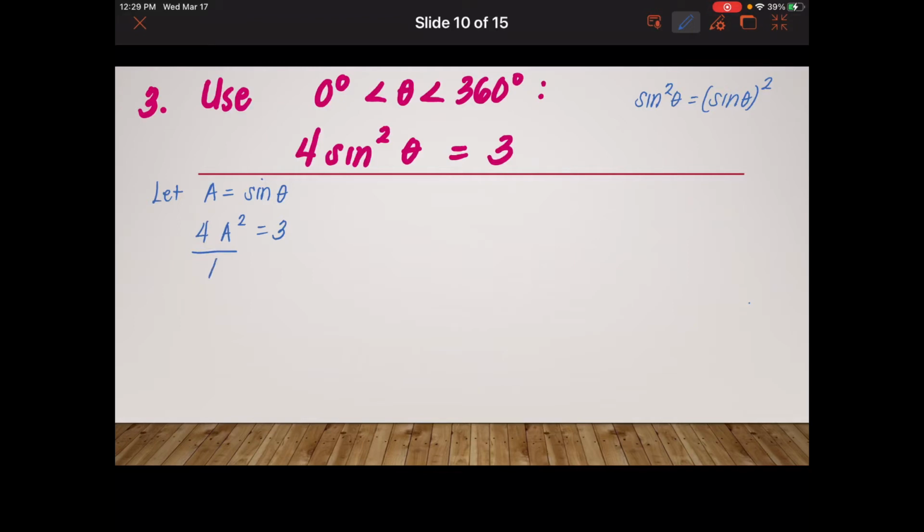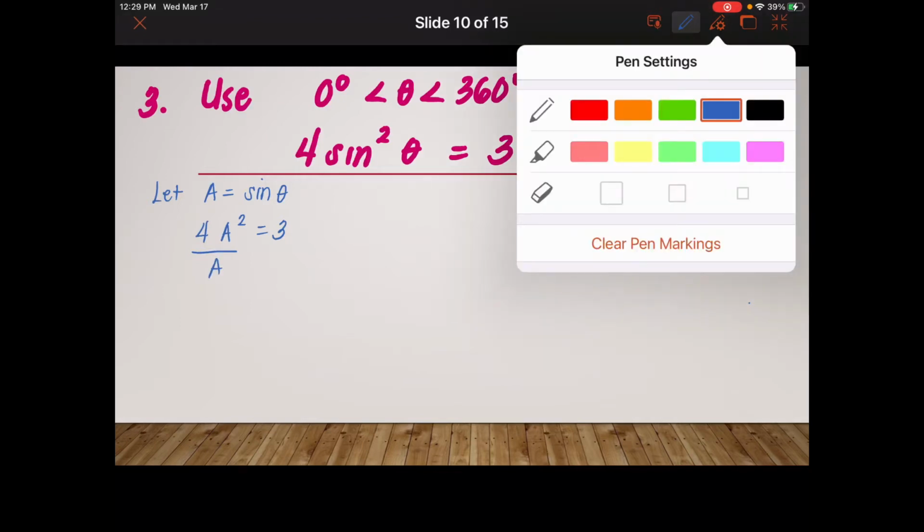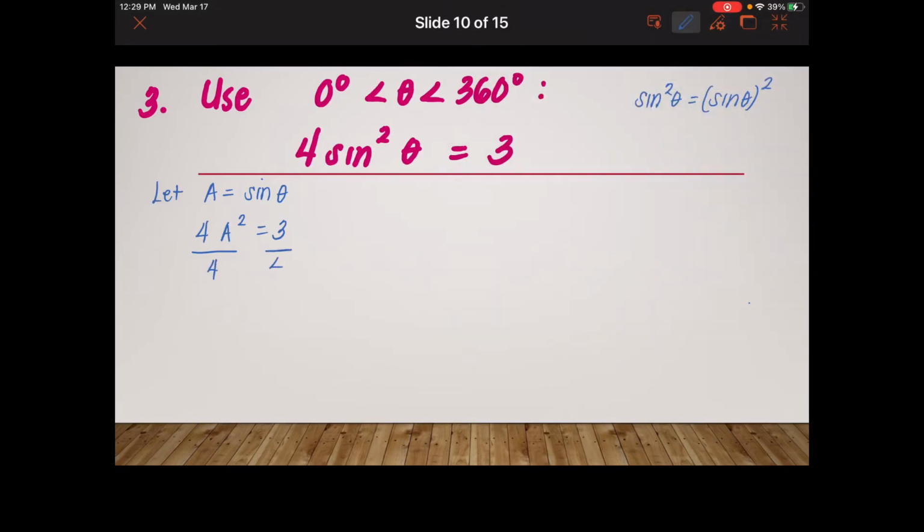And then I'll just solve for a. So I divide both sides by 4. So I'll be left with a squared is equal to 3 over 4. Now, how do we solve for a? We get the square root since it is squared, so that the square will be cancelled. So my a will become positive and negative square root of 3 over 4, which can be written as square root of 3 over square root of 4. So that would be square root of 3 over 2, since the square root of 4 is 2. So this is my a.